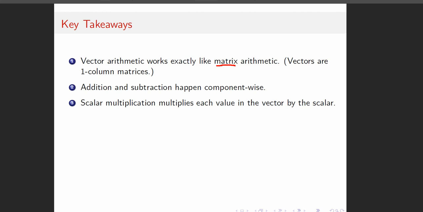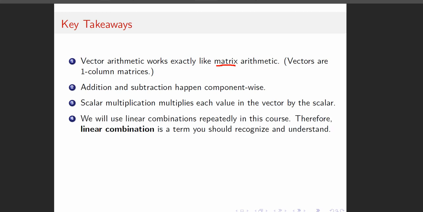Third key takeaway is that scalar multiplication multiplies each value in the vector by the scalar. Okay. And then this is the reason I introduced linear combination, because we're going to use it over and over and over in this course. All right, so linear combination, therefore, is a term you should recognize and understand going forward.